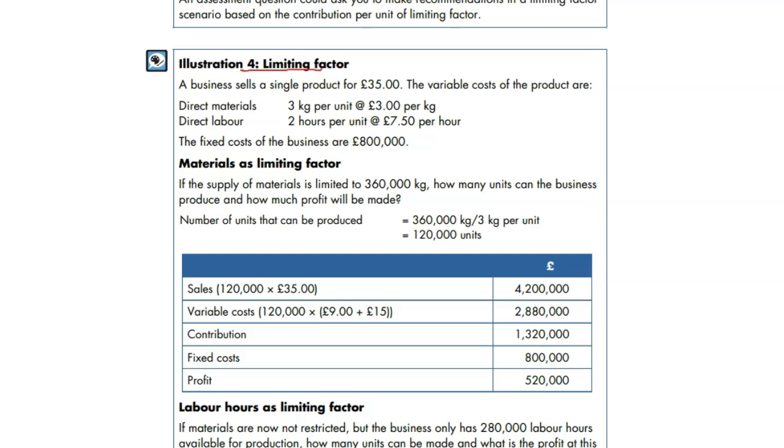Example number 4, illustration number 4, limiting factor. A business sells a single product for 35 per unit. Variable costs given. Material 3 kg needed for 1 unit, and 3 per kg, 3 times 3 equals 9 cost per unit material. And labor is 2 hours needed per unit, 7.5, so it's 15, right? Pound. Then fixed costs are given as well.